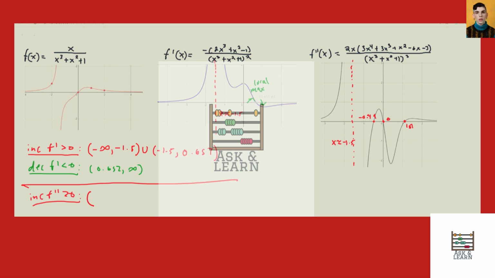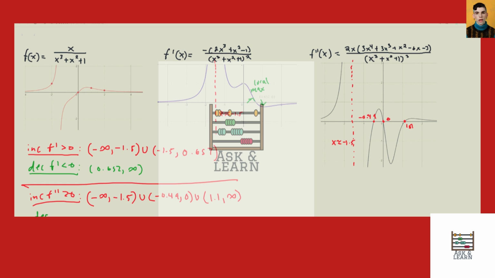And so that means we're going to go from negative infinity to our vertical asymptote at about negative 1.5. And then union this with, well, then we become positive again around negative 0.49 until 0, union, and then after 1.1 to infinity.